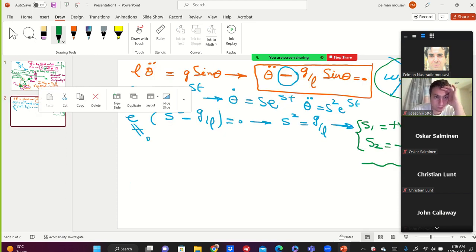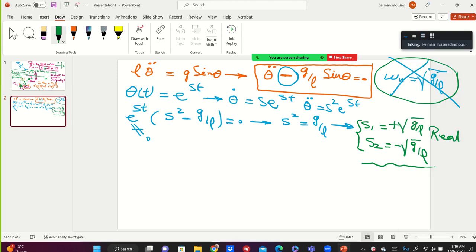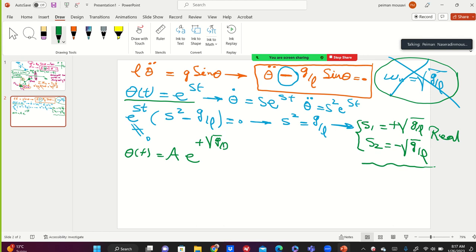But when your system has real roots, it says your system never oscillates. Okay, bear with me because I'm not done with the mathematics. I'm gonna summarize everything. So we found the roots, and I'm gonna implement them here. So theta of your upper body is gonna be A, a constant, times e to the first root plus square root of g over L times t, plus B e to the minus, the other root or pole, square root of g over L times t.